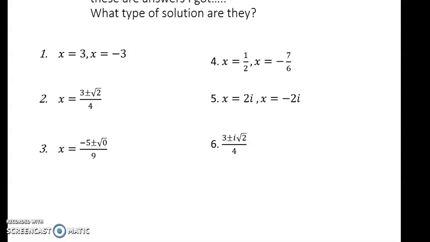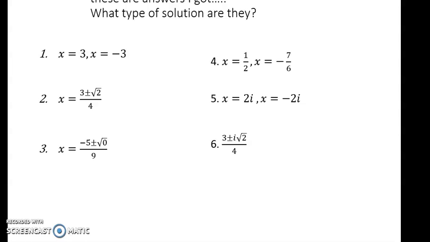Number 3, that's an interesting one. If you take the square root of 0, you would just get 0. There is no such thing as plus or minus 0. So in fact, if you go to simplify number 3, you would just have -5 over 9. So number 3 would show you an example of where you would only actually get one real solution.